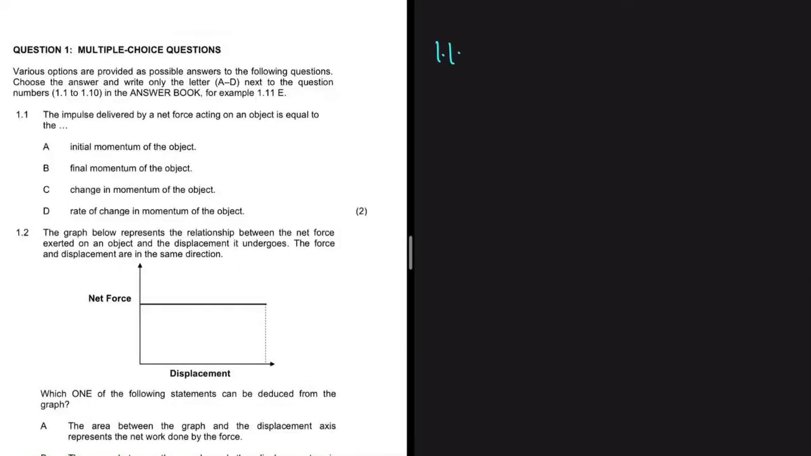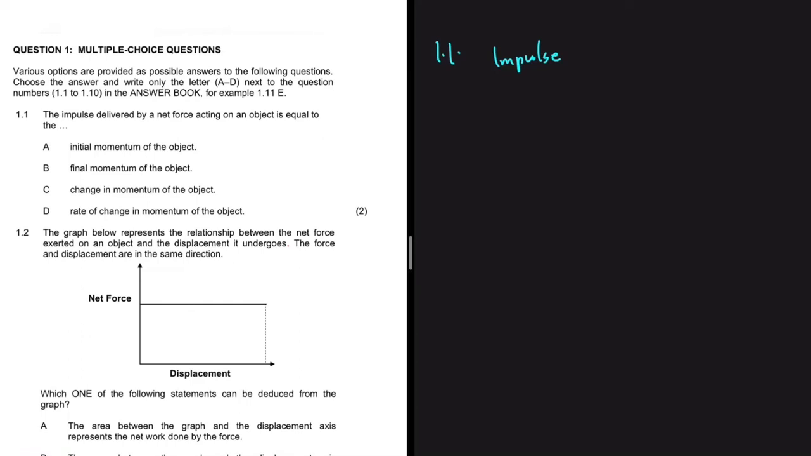1.1 says the impulse delivered by a net force acting on an object is equal to the... So let's talk about impulse. We know fully well that impulse is the change in momentum, right? So the question is saying the impulse delivered by a net force acting on the object will be equal to what? A says the initial momentum of the object, B says the final, C says the change in the momentum of the object. We don't have to go any further.